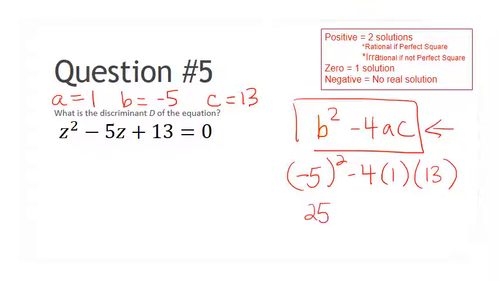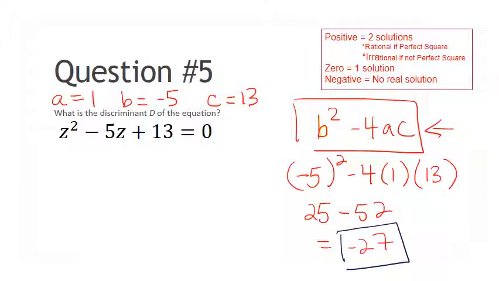So b squared, so negative 5 squared, minus 4 times a, which was 1, times c, which was 13. Negative 5 squared is 25, and then 4 times 1 times 13 is 52. 25 minus 52 gives me negative 27, and that is our discriminant. We don't have to see what types of solutions we have, although if we did, it's a negative, so we know that it would be no real solution because it's a negative under the square root.